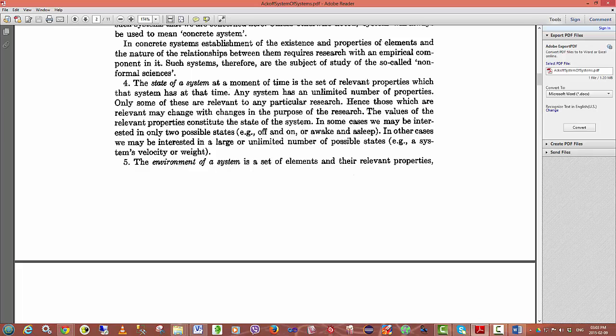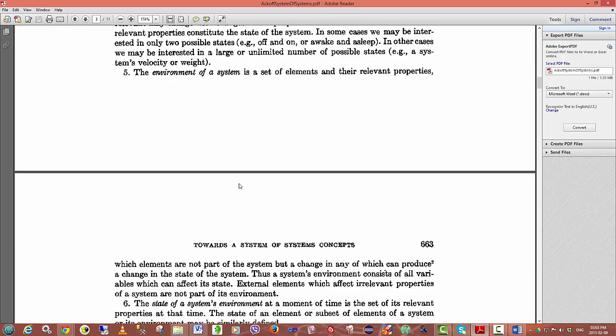The values of the relevant properties constitute the state of the system. In some cases we may be interested in only two possible states, e.g. off and on, or awake and asleep. In other cases, you may be interested in a large or an unlimited number of possible states, e.g. a system's velocity or weight. So the state of a system at any given moment of time, when recorded, allows us to see how the system changes over time.